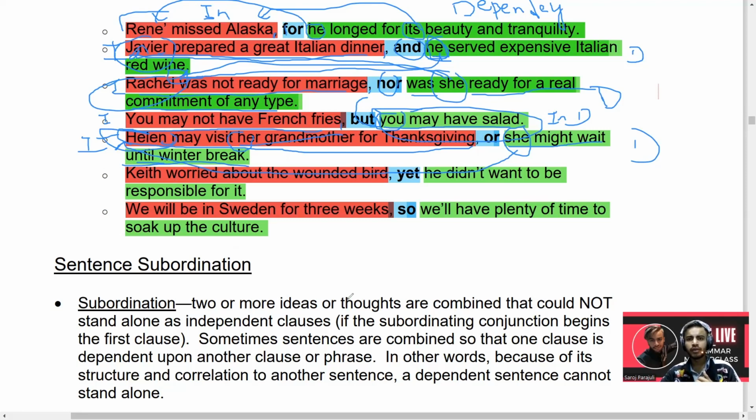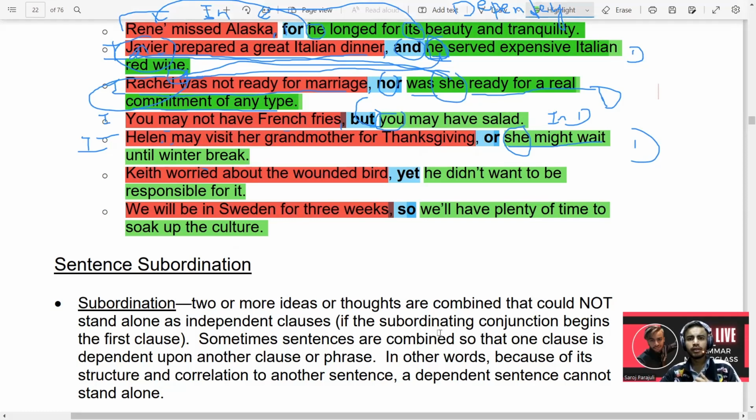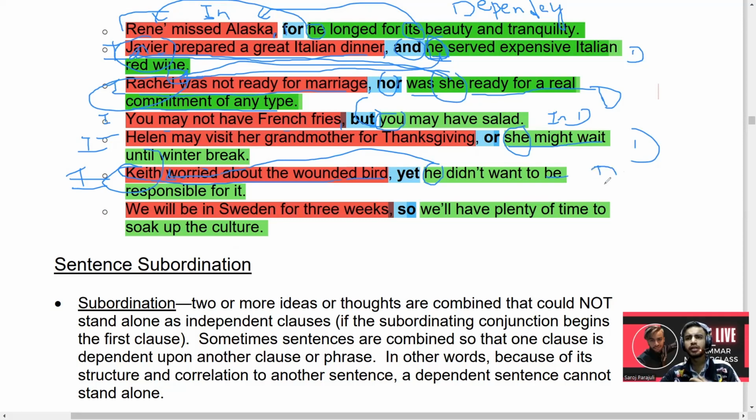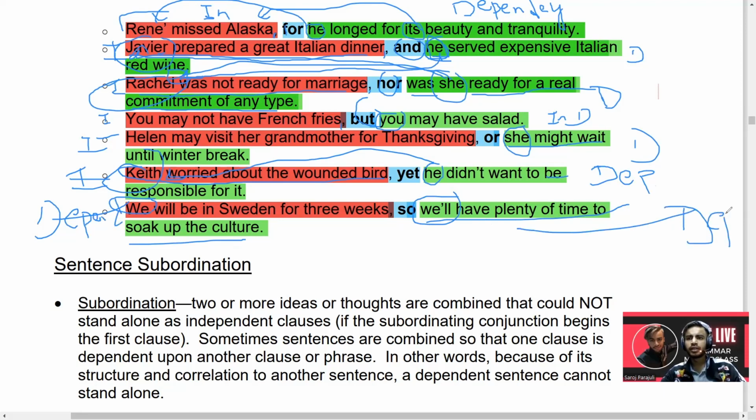Another one. Okay, wait. I have made it very rough over here, guys. Just try to understand, okay? Now let's see. Kate worried about the wounded bird, yet who is here? Yes, it is already dependent. He is Kate. It is independent, and this one at the back is a dependent sentence, guys. Now let's see. We will be in Sweden for 3 weeks, so we will have plenty of time to soak up the culture. Who is we? Okay, this is dependent, and this is also a dependent sentence, and combining these two is a comma. So fanboys, because we is not defined over here.